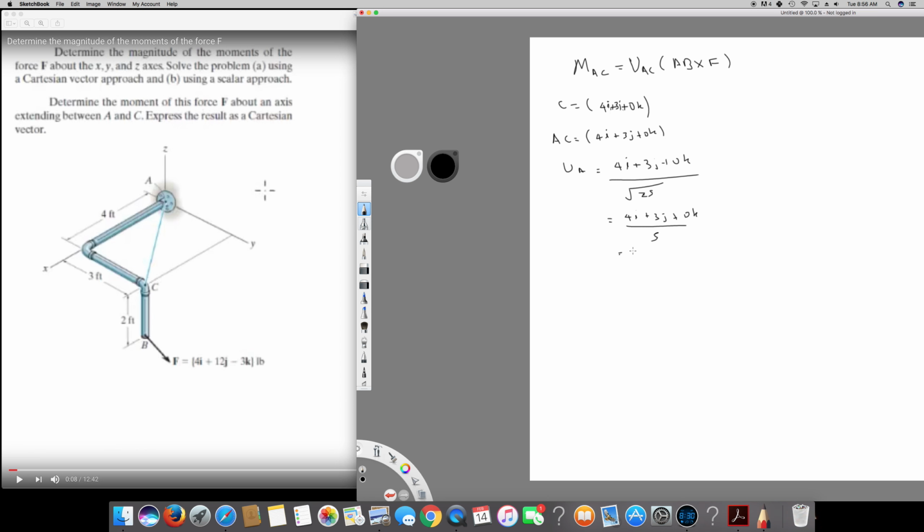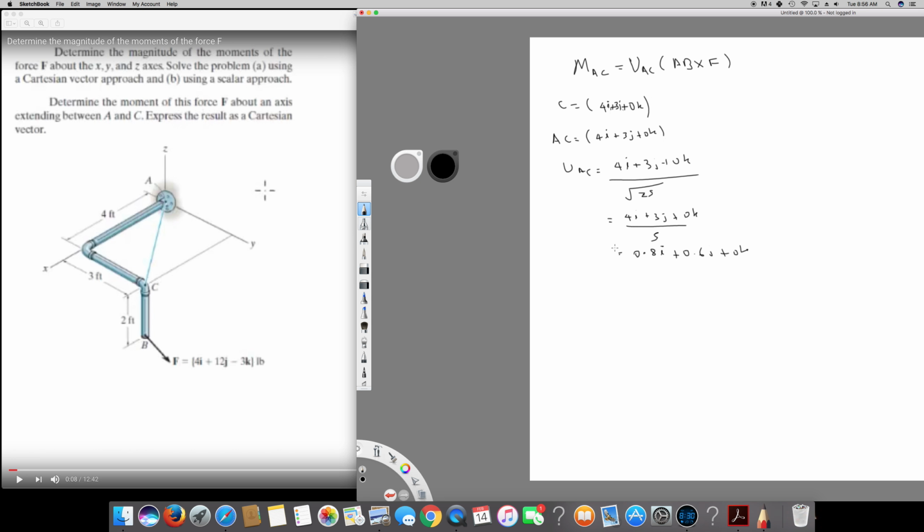If you divide that by 5, it's going to be 0.8i plus 0.6j plus 0k, right? So this is my UAC.